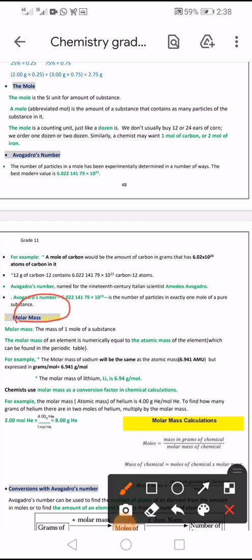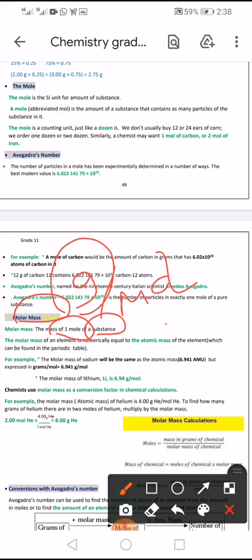What's meant by a molar mass? Molar mass is the mass of 1 mole of a substance, and the unit to measure molar mass is gram per mole. How many gram per mole? That is called molar mass.